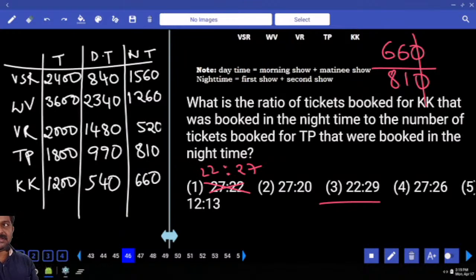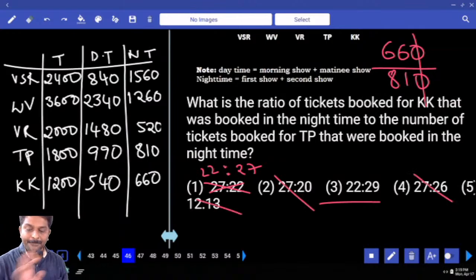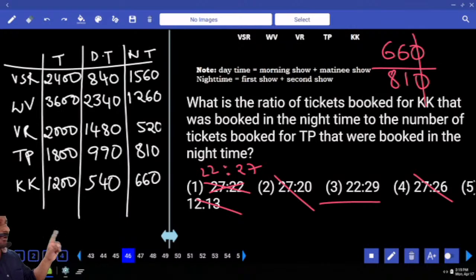Order has importance. Right? So, let us treat the first option as 22:27. Is that okay for you? Right. Now, how many options got eliminated? 3 options. The answer is either first or third. Now, go to your actual numbers. 66/81. If it looks easy, then do it.